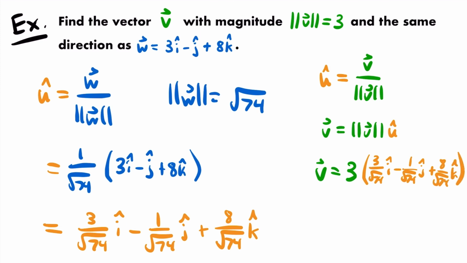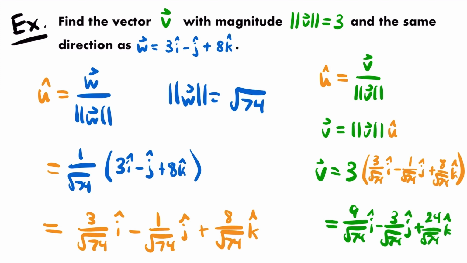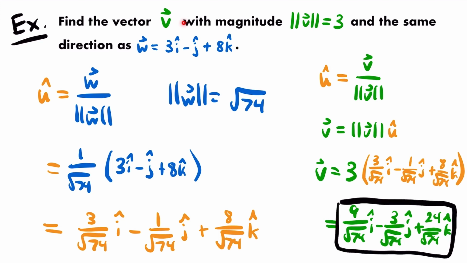And if we perform that scalar multiplication here of multiplying 3 through the terms of this unit vector, we'll have that this is equal to 9 divided by the square root of 74 times i minus 3 divided by the square root of 74 times j plus 24 divided by the square root of 74 times k, right? 3 times 3 is 9, 3 times 1 is 3, and 3 times 8 is 24. And so this right here is the vector, vector V, that has a magnitude of 3 and the same direction as vector W, okay?